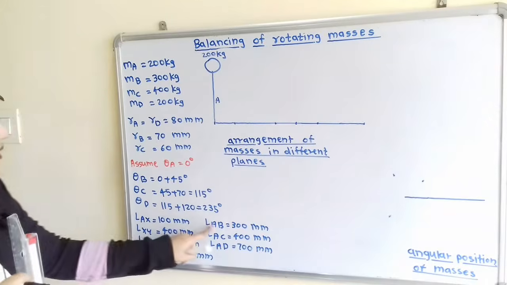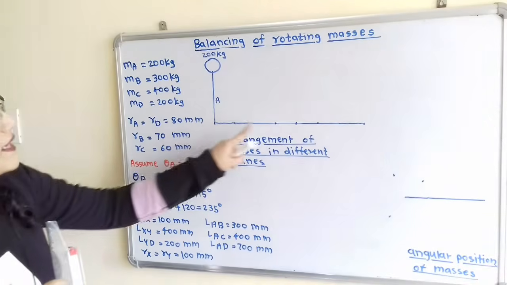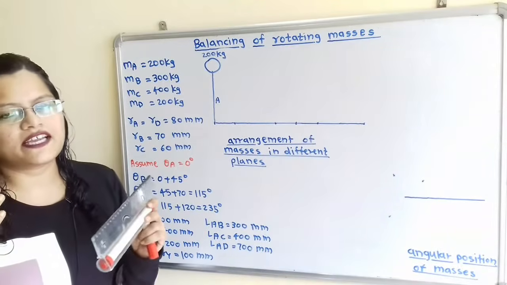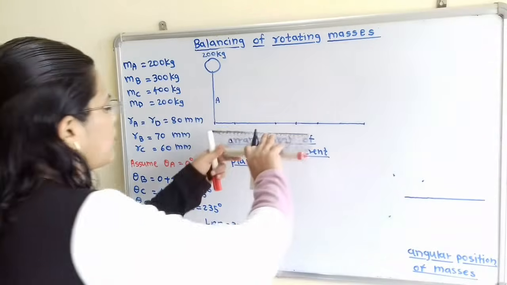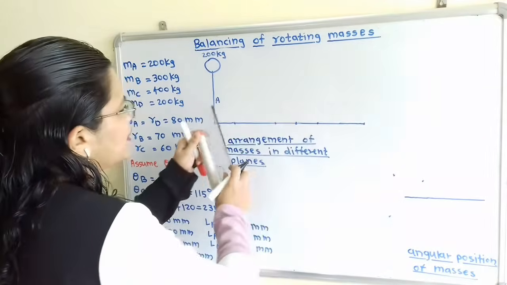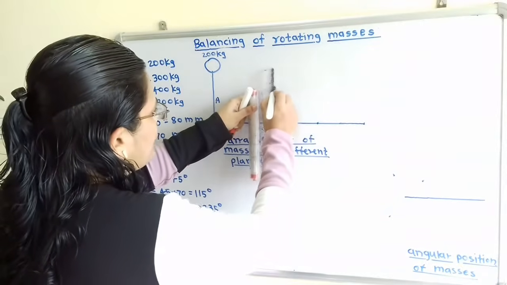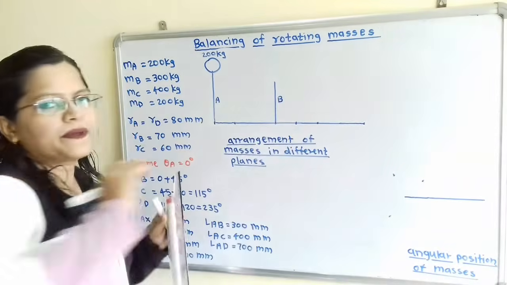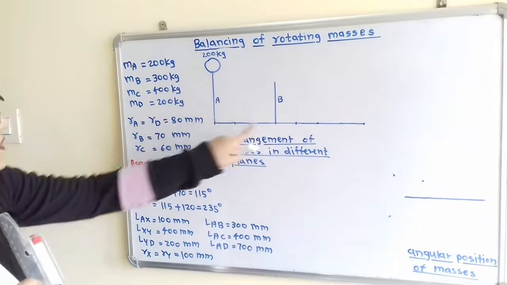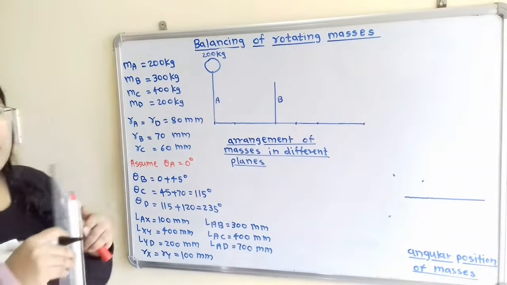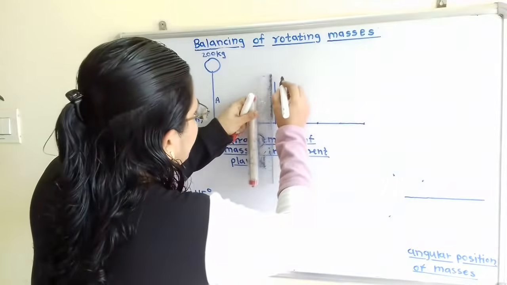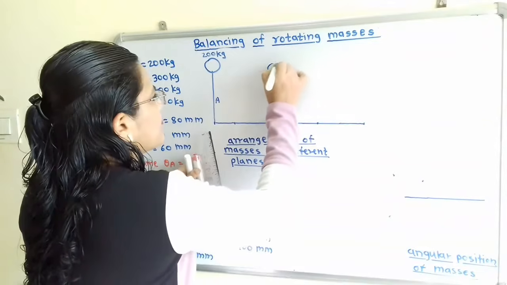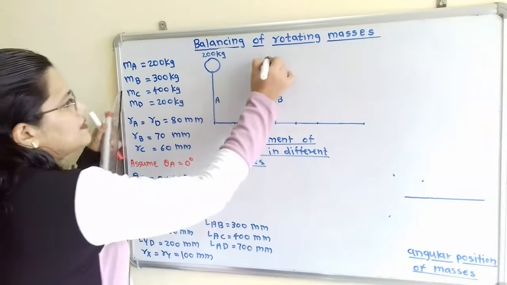Now B is at 300 mm. So again we will take here approximate distance. For 300 millimeter we will take 3 multiplied by 3, that is approximate 9 cm distance. We will mark here one point and we will again draw here one vertical line. So this will be the plane B. Now what is the radius of rotation for the B? RB is 70 mm. So we have to take approximate 7 cm distance and we will mark here. And this mass MB is 300 kg.